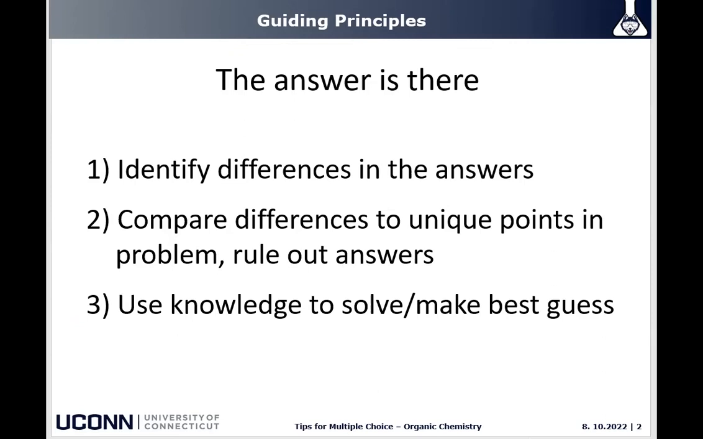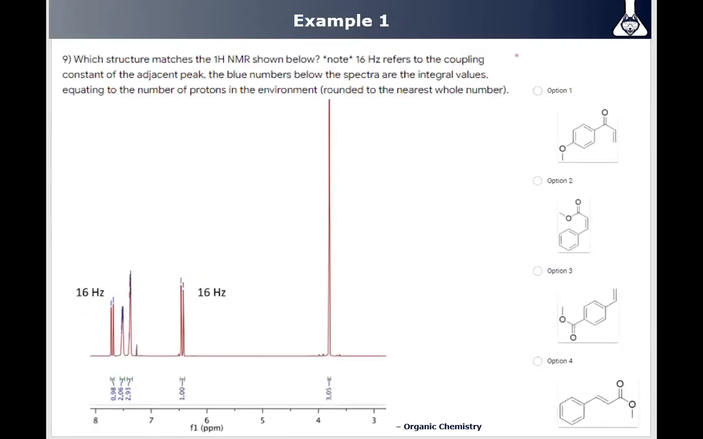So let's look at a couple of examples of what this looks like. First one is solving an NMR problem. We often see this in organic chemistry. And so reading through the problem, we see that we have a proton NMR. We see some peaks down here in red, and we have then the integral values down here in blue, and it's giving us the splitting of these peaks here at 16 hertz. So first up, what we can start to do is to look at any kind of differences or unique features here.